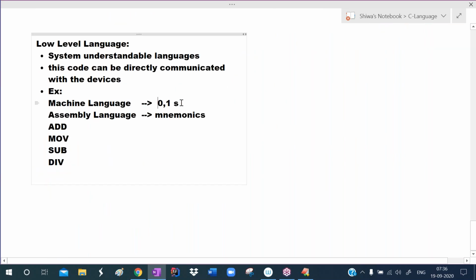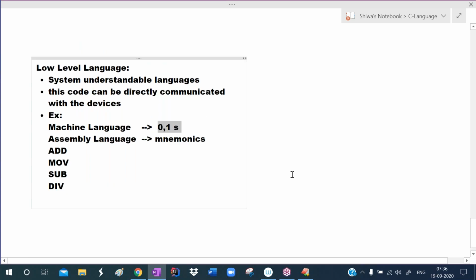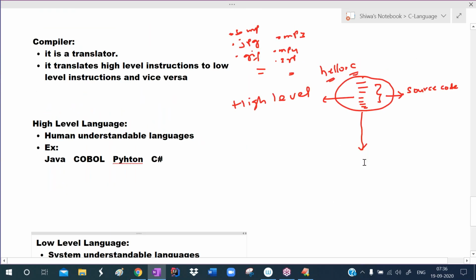Computers can understand only zeros and ones. That is the computer language, the binary language. So we have to convert this source code to machine code, which the computer can understand.